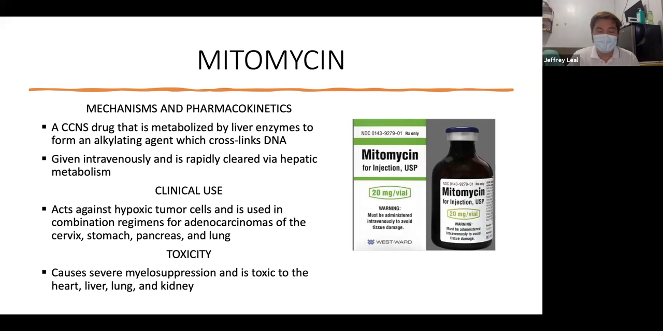Mitomycin is also a cell cycle non-specific drug that is metabolized by the liver enzymes to form an alkylating agent which cross-links the DNA. It is given intravenously with a rapid clearance by your hepatic metabolism, and they act against hypoxic tumor cells and are used in combination regimens for adenocarcinomas of the cervix, of the stomach, the pancreas, and the lung. Okay? Toxicities of your mitomycin would include severe myelosuppression, and it is toxic to your heart, the liver, lungs, and kidneys.